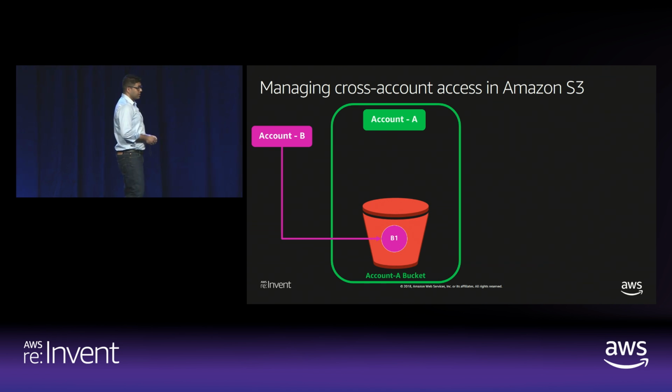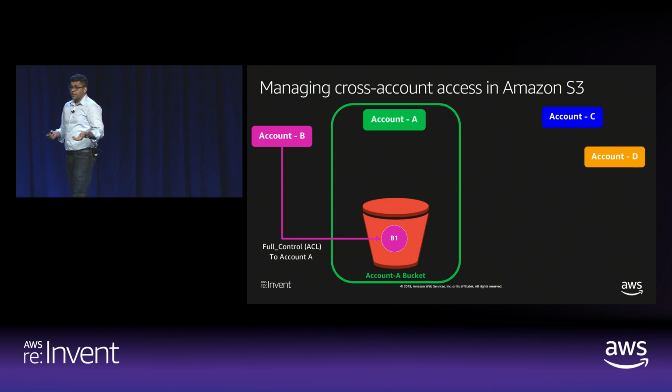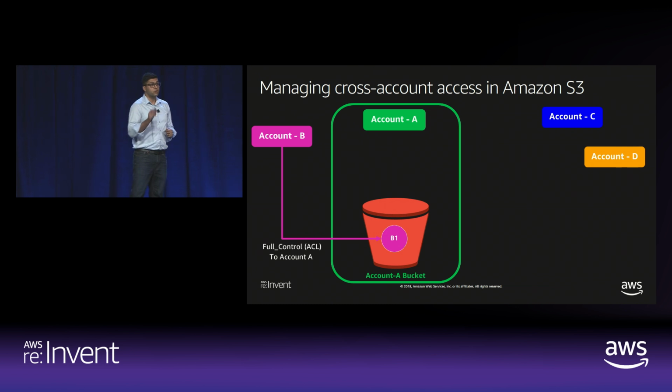Now, this is where ACLs come into the picture. Since account B has written that object, account B owns that object. Whoever uploads the object is the object owner. So in this case, I am granting full control to account A. With full control, I can have the permissions of reading the object. But say it's a big organization and I have multiple accounts. If I want to grant access to account C and account D, you cannot just write a bucket policy and grant access to objects that you don't own. The bucket policy will apply to objects that account A owns.